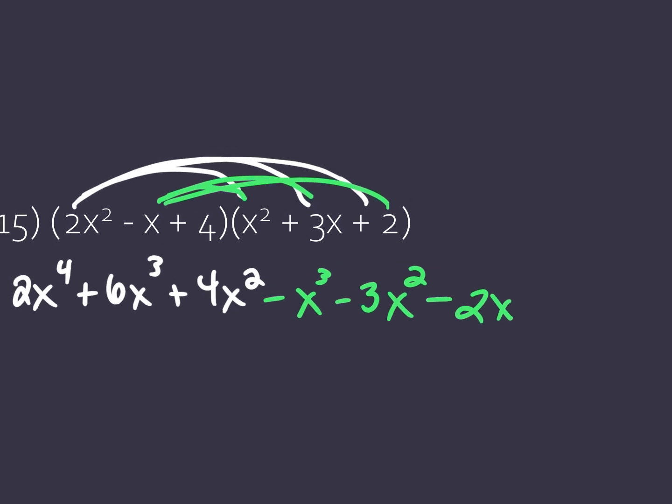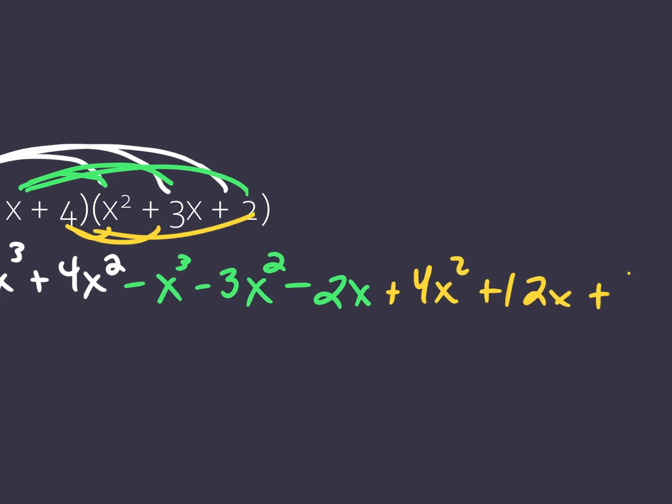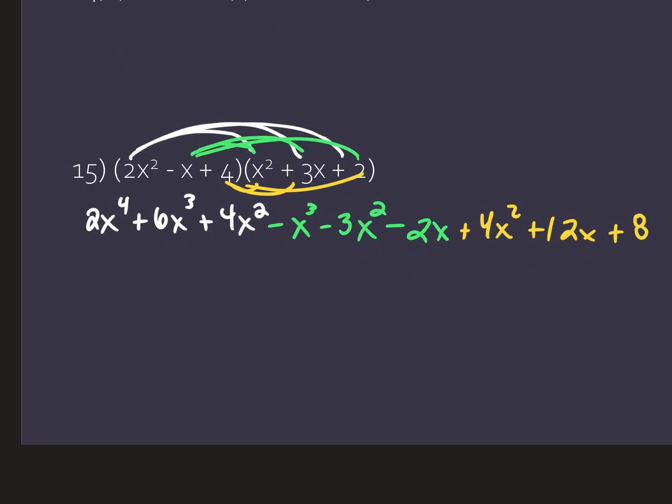And then lastly, we're going to take the 4. So 4 times x squared. 4 times 3x. 12x. And then 4 times 2. 8. Now, what do I do with this? All of this? We're going to combine like terms. What's the highest exponent you see? To the fourth. Okay, so I'm going to rewrite 2x to the fourth because there's nothing else that has a fourth on it. And I'm just going to cross it out so I don't get myself confused. So now I look at my cubes. I have a positive 6x cubed and a negative x cubed. What's 6x cubed minus 1x cubed?